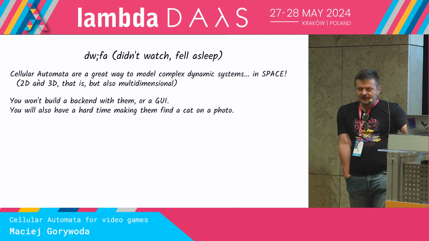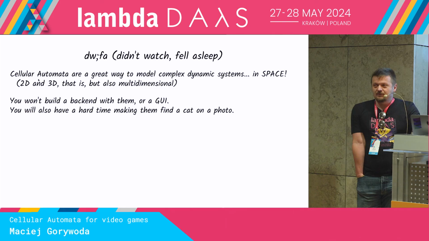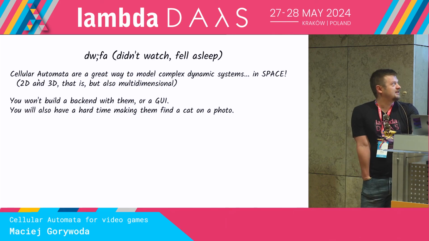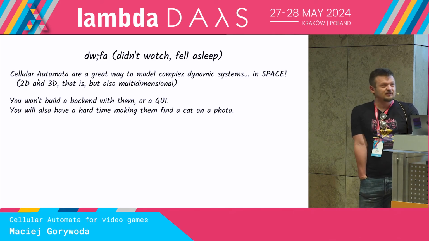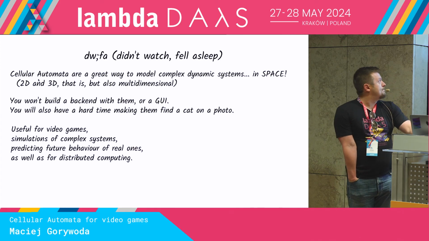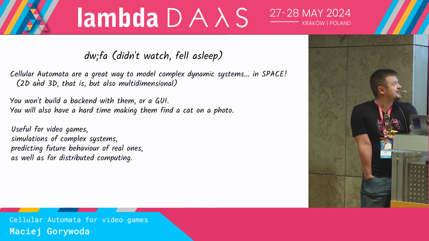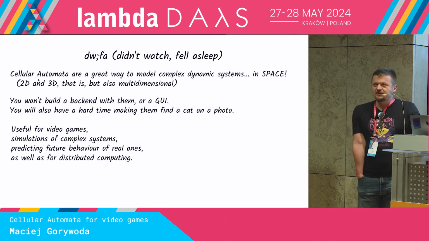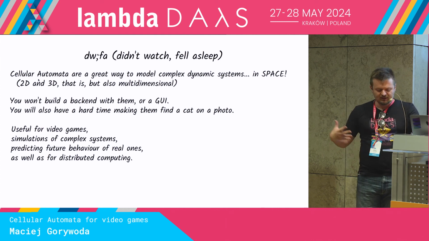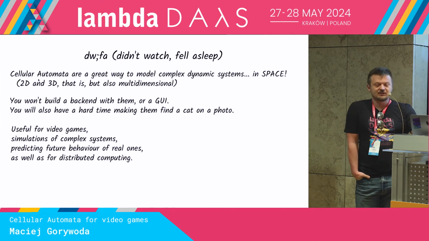If you want to build a backend with it, or a graphical user interface, you will also have a hard time making them find a cat in a photo. It's not that form of artificial intelligence. But it is useful for logic in video games. It can simulate complex systems. It can predict the behavior of real ones, because if a video game is sufficiently complex, it starts to become a simulation of the real world.